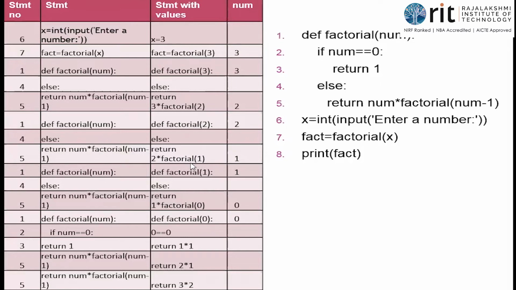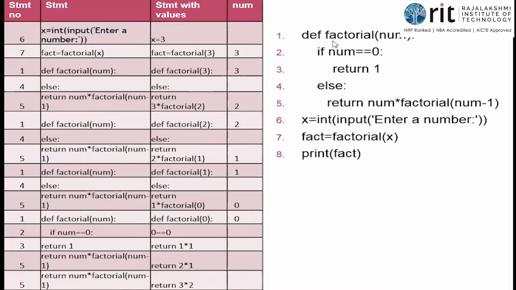Now again there is a function call. So go back to the definition. Again repeat line number 1. Again repeat the else part. Then the return statement: 1 into factorial of 0. See, 1 into factorial of 0. This is a function call. So go to the first line. So num takes the value 0 now. Num becomes 0.